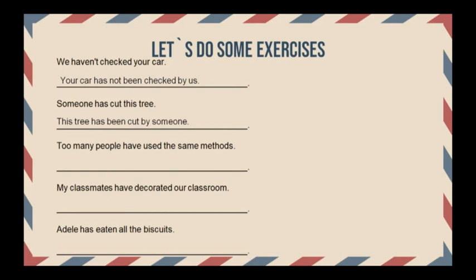Too many people have used the same methods. Okay, too many people is the subject, have used is a verb in present perfect simple, and the same methods is an object in the sentence. So the passive voice is: the same methods have been used by too many people.